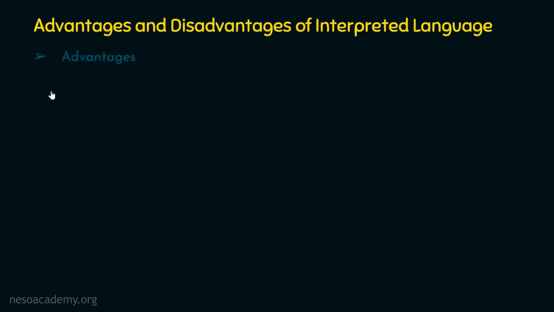First, let's go over the advantages. Interpreted languages are platform agnostic. That is, they do not rely or depend only on a single platform. They can be written on one platform and executed anywhere else. Interpreted languages are easy to debug, as they are executed one instruction at a time, so it's relatively easier to find out which particular point in the program is causing the error.